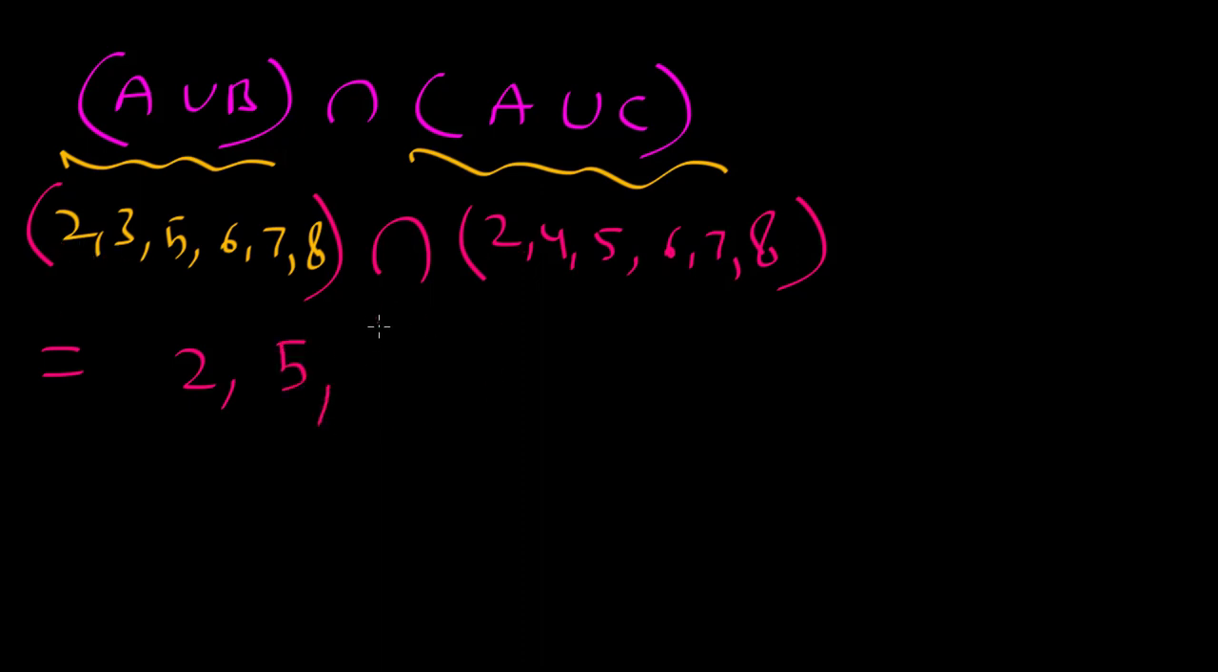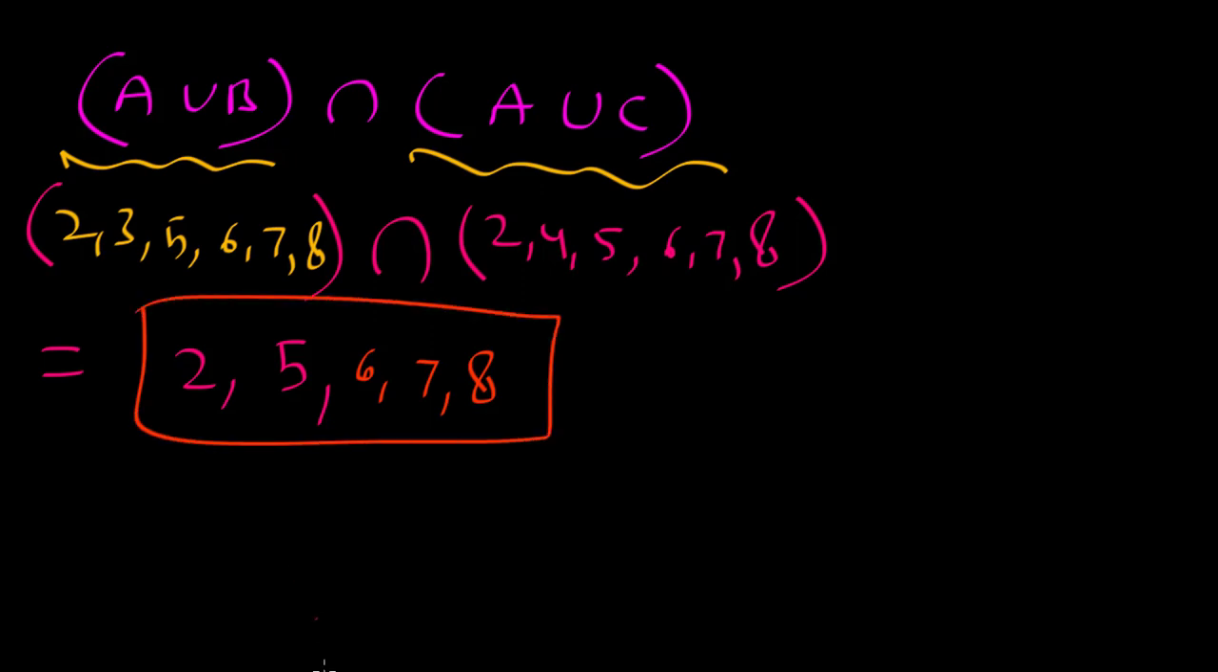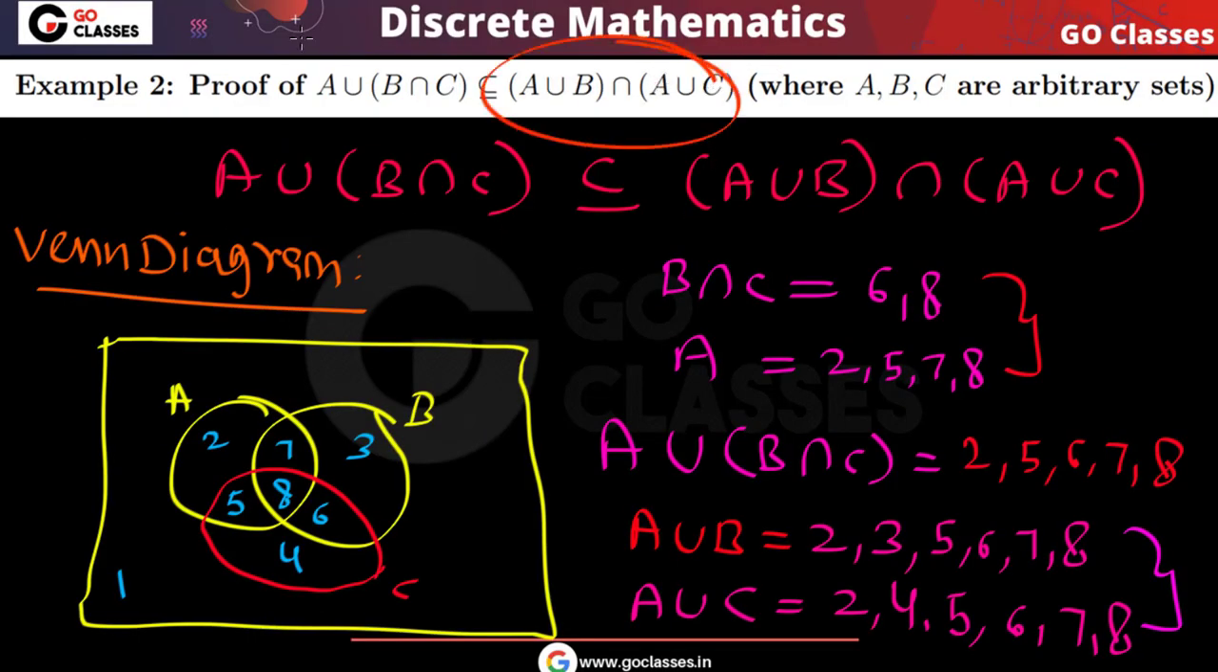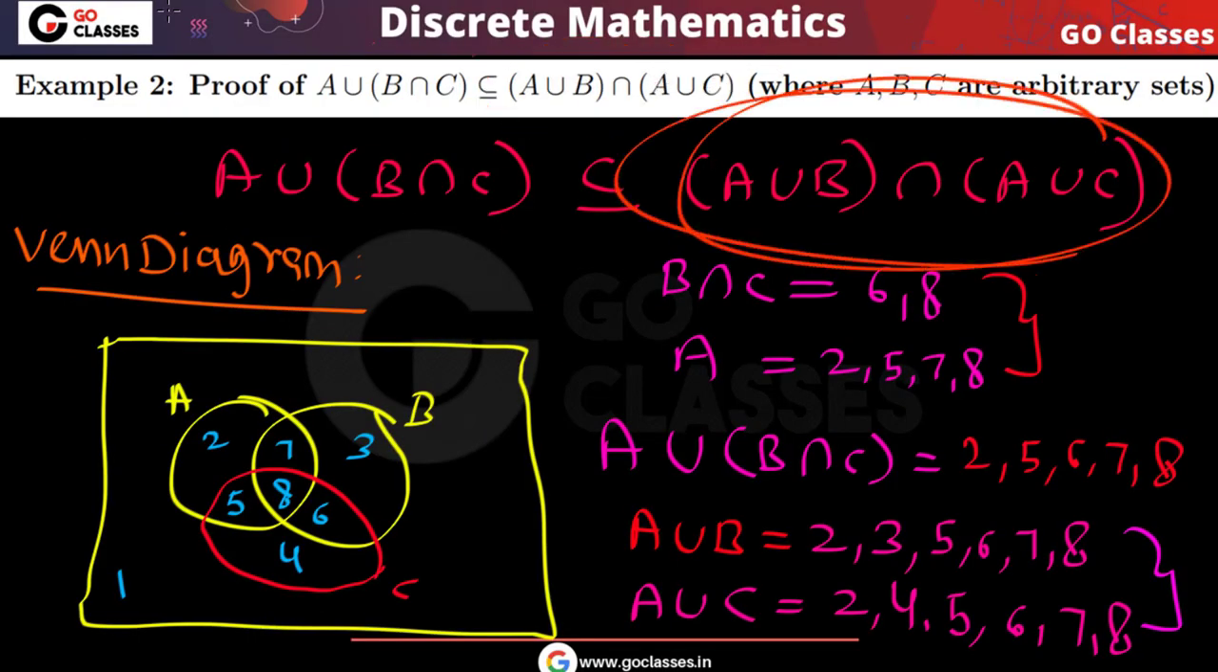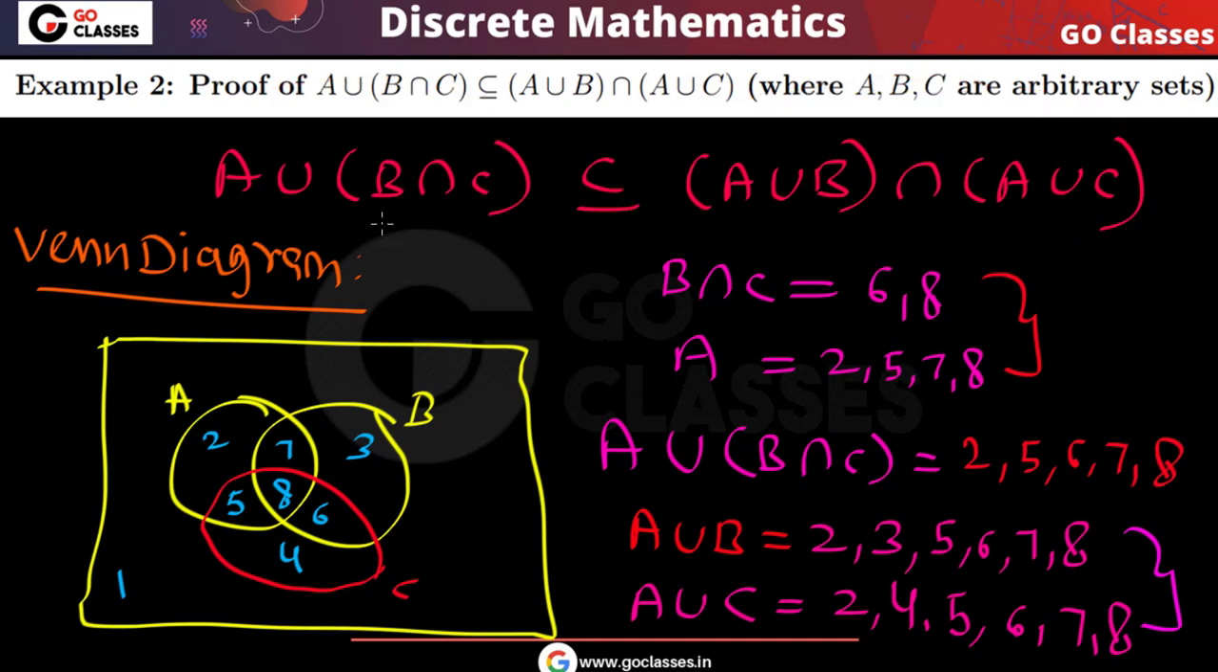So the common area will be basically 2 5 6 7 8. This will be the common area. This is your A union B intersection A union C. So this is the area of this expression. The area of this we found and the area of this we found, and you can notice both are the same.